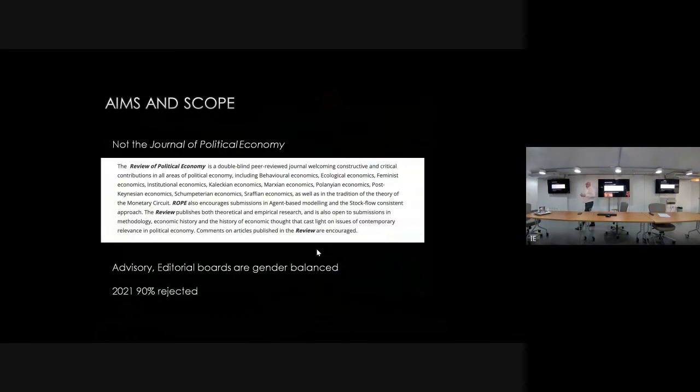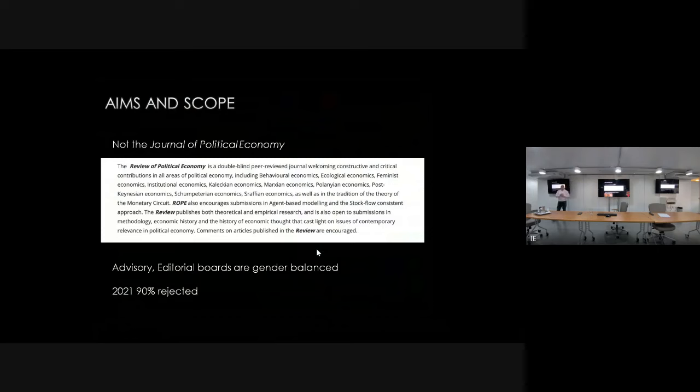So the purpose here is to try to give you some advice, answer some questions you may have. And we're going to start here with the aim and scope of the Review of Political Economy. I think one of the overwhelming issues is that I desk reject 50 or 60% of the papers that are sent to me. And the main reason has to do with fit. They don't fit the journal.